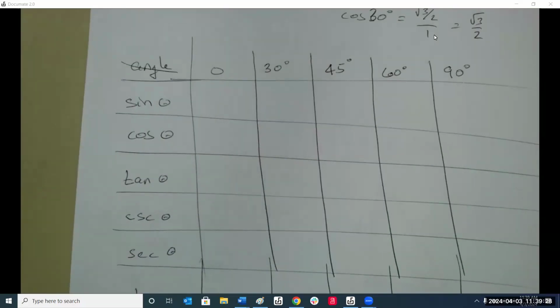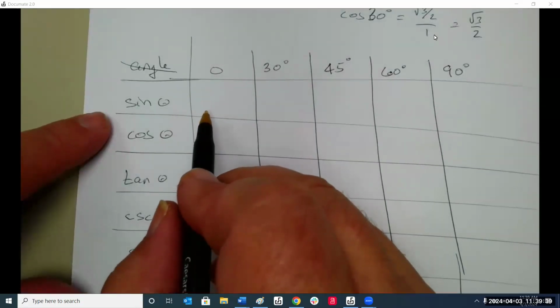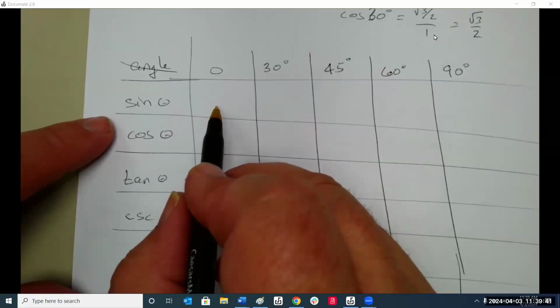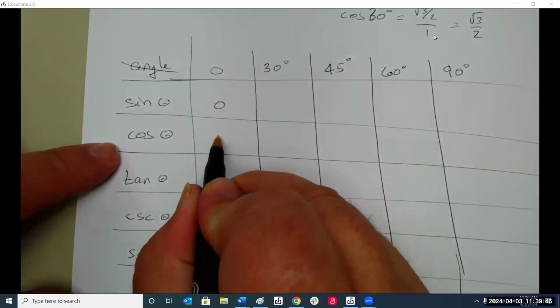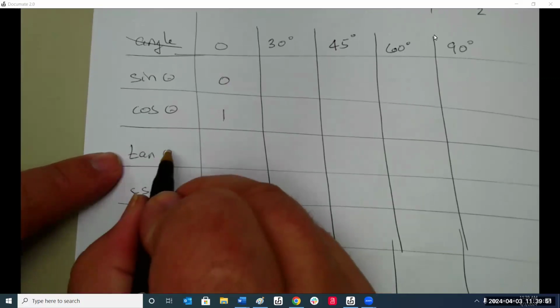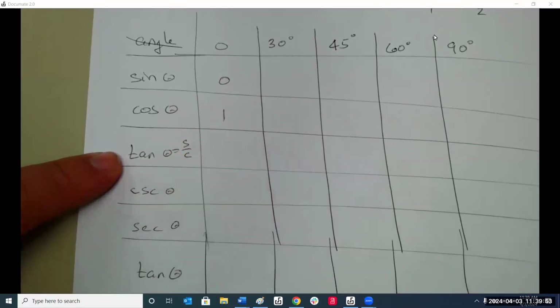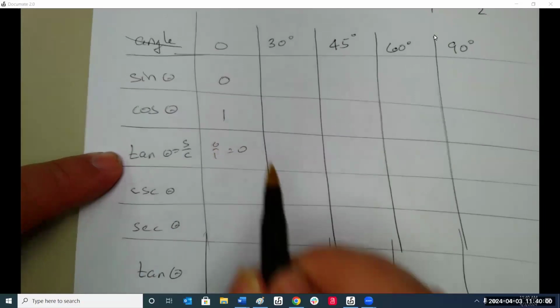Let me see. Where's the next example? Oh, well, we'll make up our own. So what is sine of 0? Cosine of 0? What's tangent of 0? Remember, tangent is sine over cosine. 0/1 is 0.